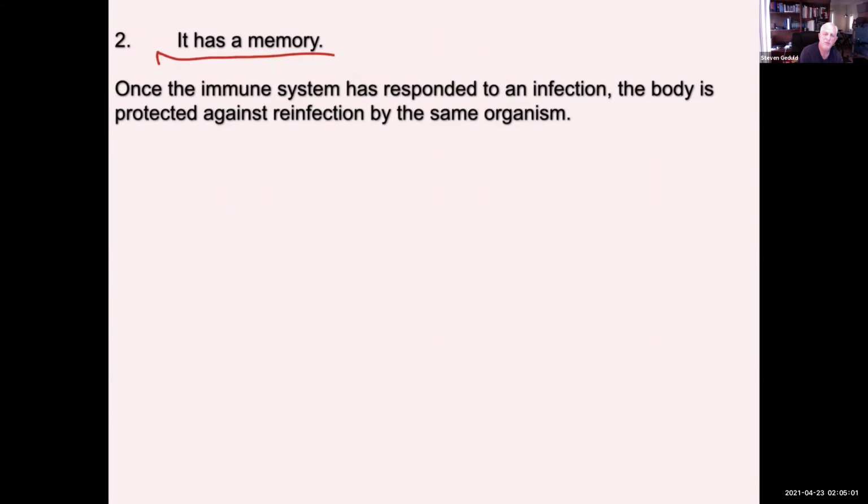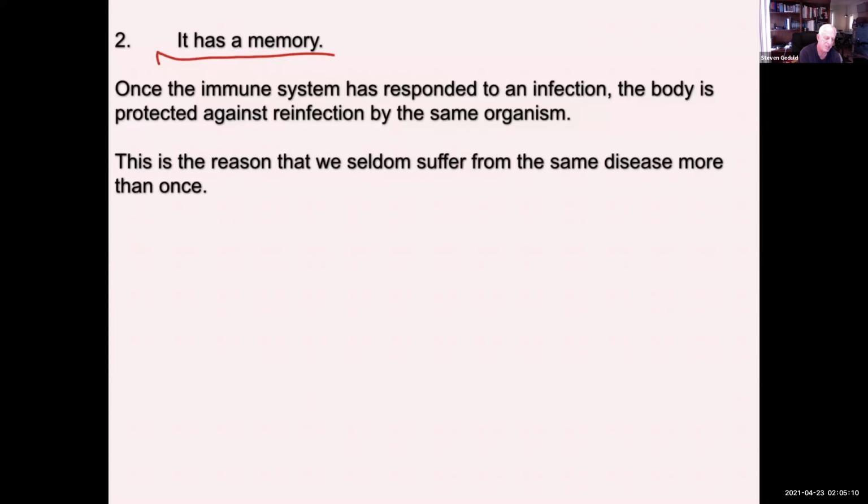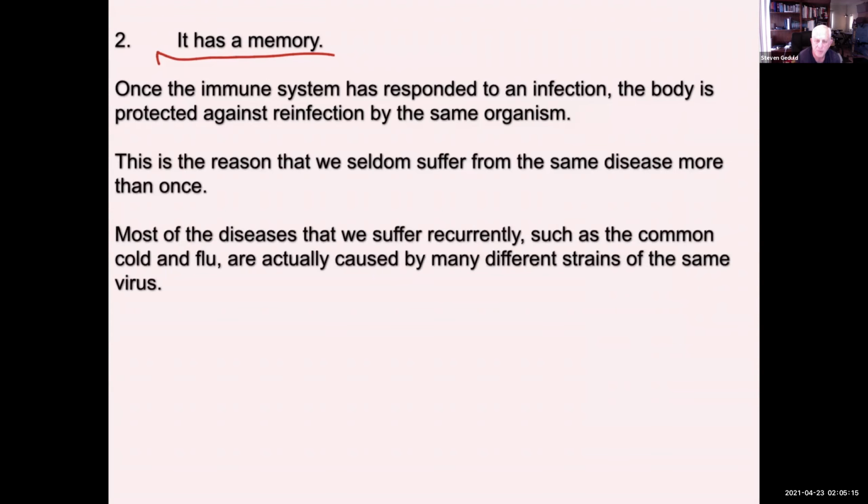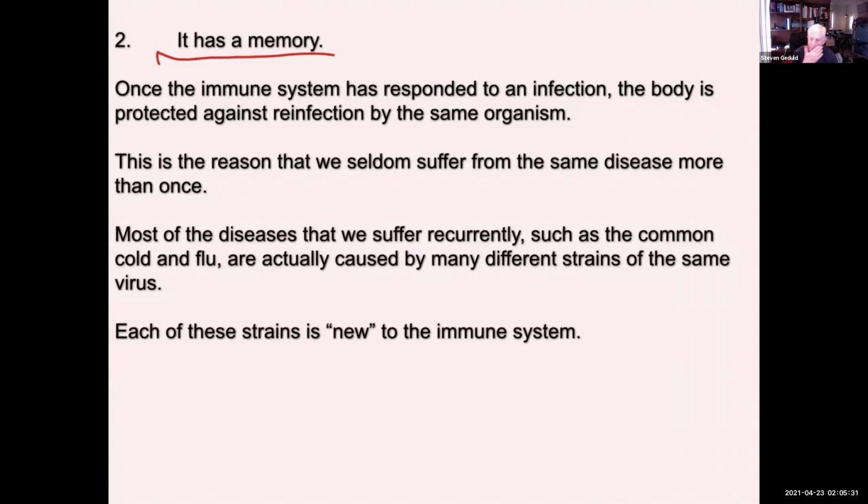Once the immune system responds to an infection, the body is protected against infection by that same organism. So you're not going to get reinfected by it. It has memory. This is why people rarely suffer the same disease more than once. Most of the diseases we suffer currently, like the common cold and flu, are different strains of the same virus. The virus mutates, and it's a different strain. If it's a different strain, we don't have antibodies already made up for it. Each of these strains is going to be new to the immune system. It's going to be a new presentation every time.